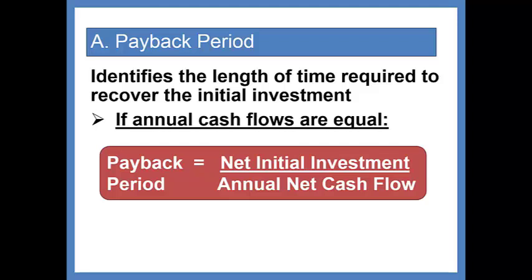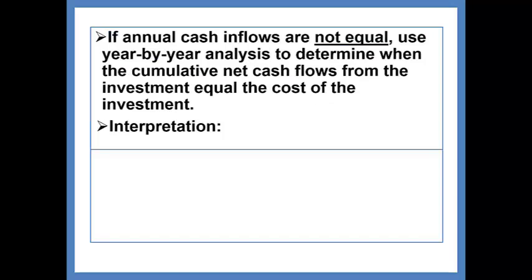Now you see that if the cash flows are equal, we can take the net initial investment and divide by the annual net cash flow. But if our cash flows are not equal, we use what we call year-by-year analysis, and we'll demonstrate this with a problem. But what you want to realize is that when you read a problem, you want to identify if the cash flows are equal over the life of the asset or not, because the way you approach it will differ depending on that.